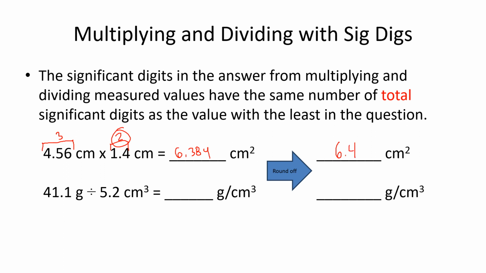Okay, and we'll look at this other one here. It has 3 significant digits. That has 2 significant digits. So 41.1 divided by 5.2 equals 7.90384, right? But I can only keep 2 since that's the least number of significant digits from the measurements. So we chop off all these and just go with 7.9.